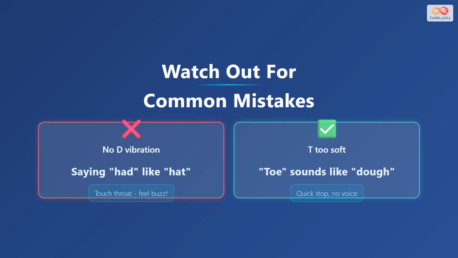Many learners make two common mistakes. First, they don't add enough vibration to the D sound. They pronounce had too much like hat. Remember, D must have that buzzing vocal cord vibration. Second, some learners make the T sound too soft or add vibration to it, making it sound like a D. The T must be a quick, sharp, voiceless stop with no throat vibration. Test yourself by touching your throat. If you feel vibration on T, you're making a mistake. If you don't feel vibration on D, practice more.